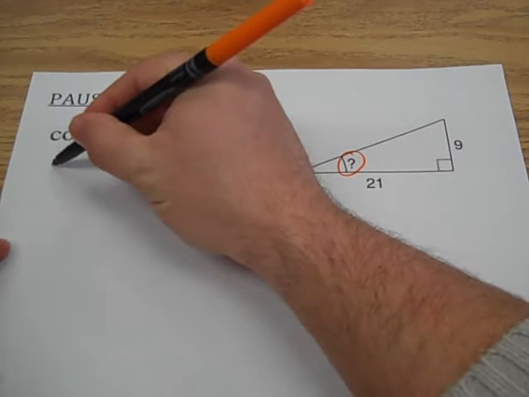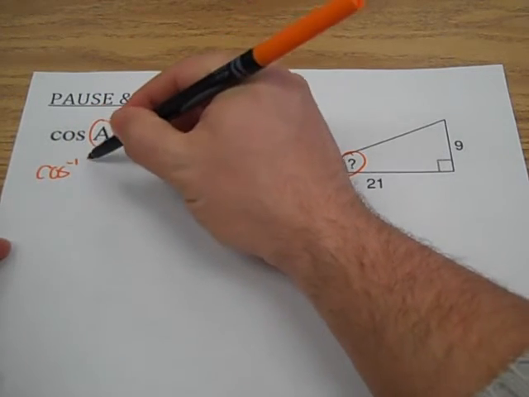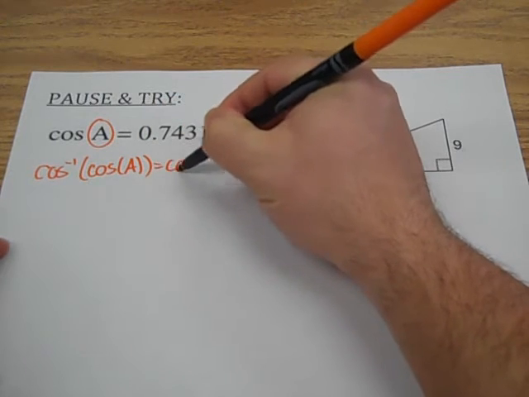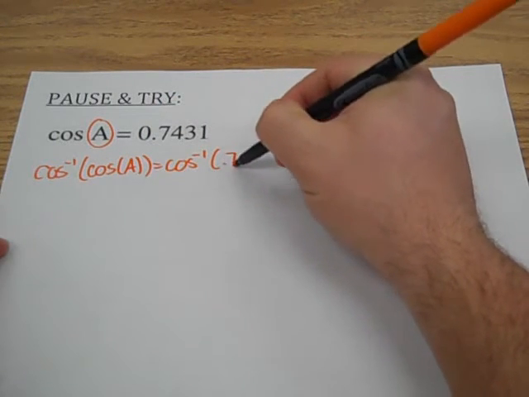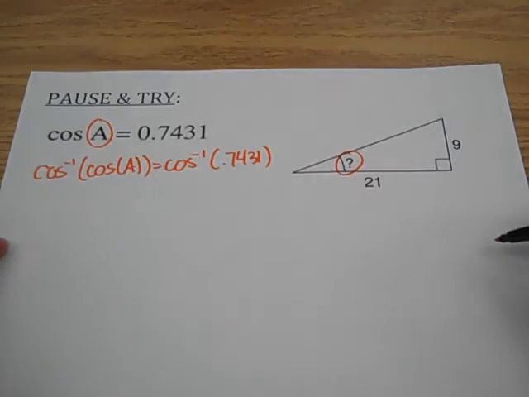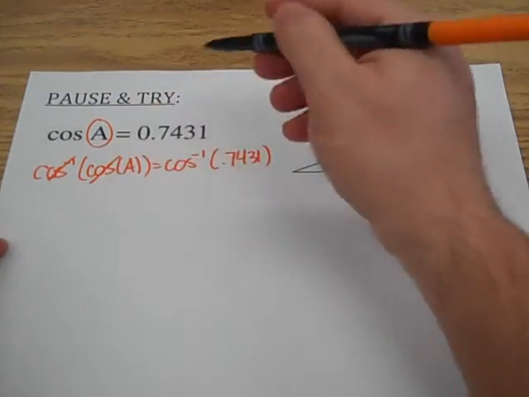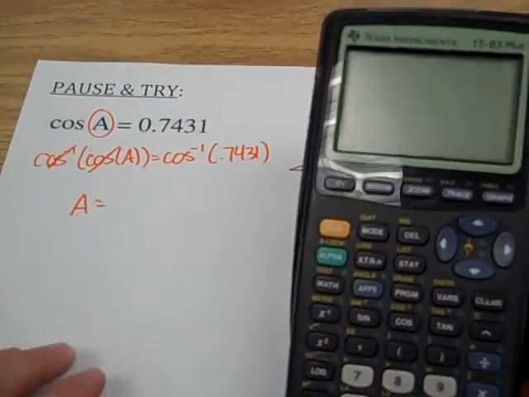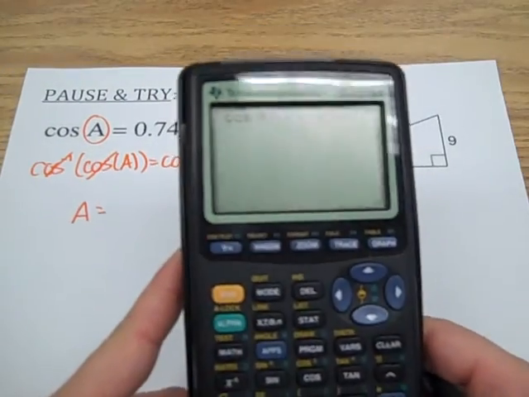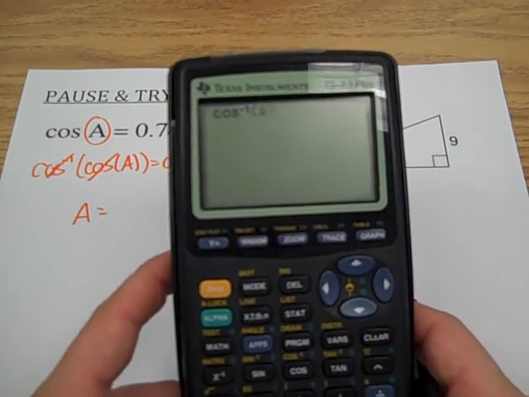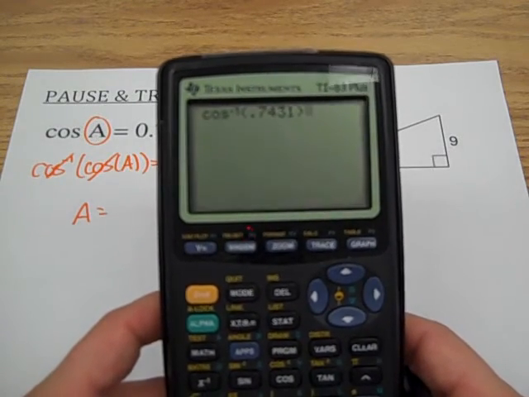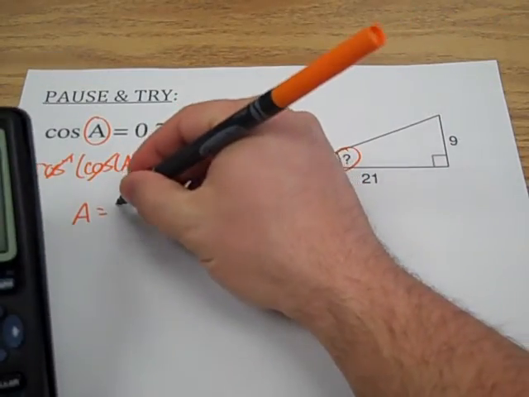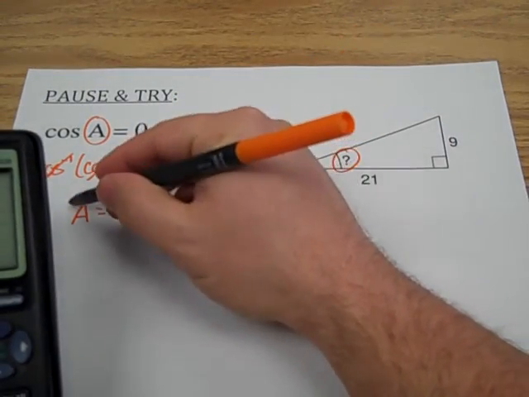So here we have cosine, so we're going to do cosine inverse on both sides. The cosine inverse and the cosine cancel. On my calculator, I can do cosine inverse of 0.7431, and I get that that angle was pretty close to 42 degrees.